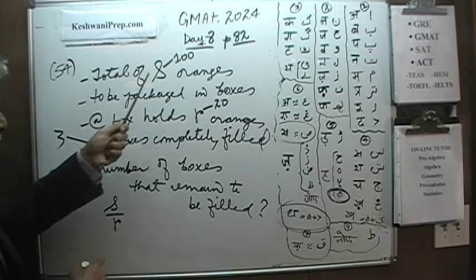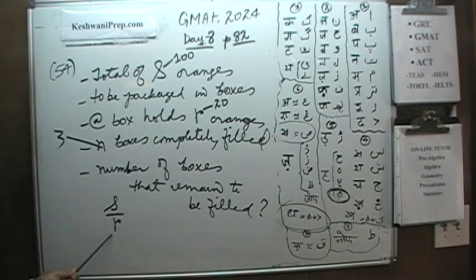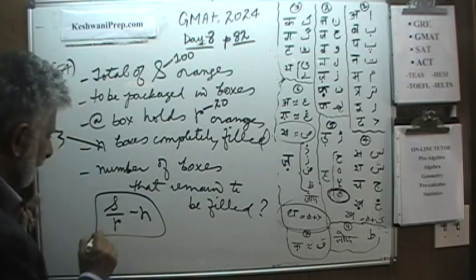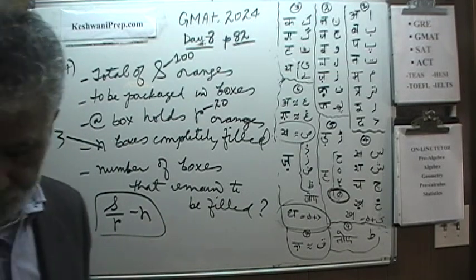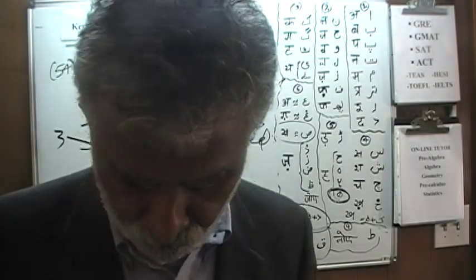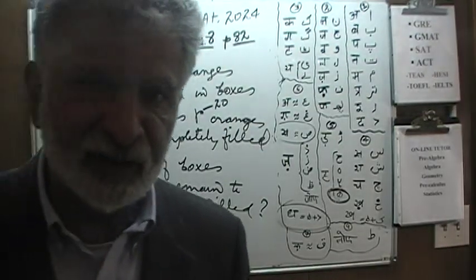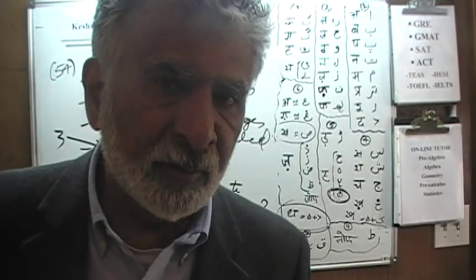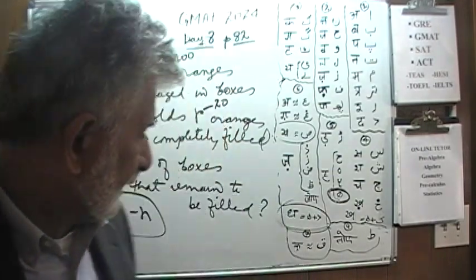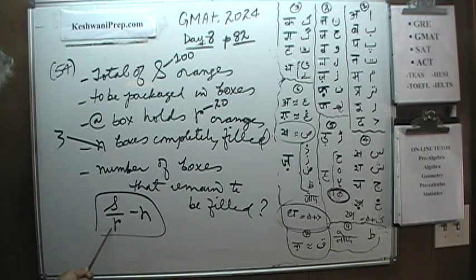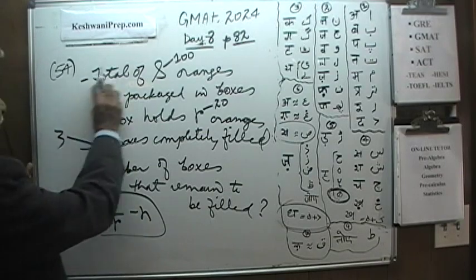Well, there you go. 100 over 20 is 5, minus N, minus the 3. There is your answer. The question was, how many more boxes to go? The answer is S over R minus N. The total number of boxes that we need, represented by S over R, the total number of oranges we have divided by how many we can hold in one box, minus the number of boxes that we already filled.